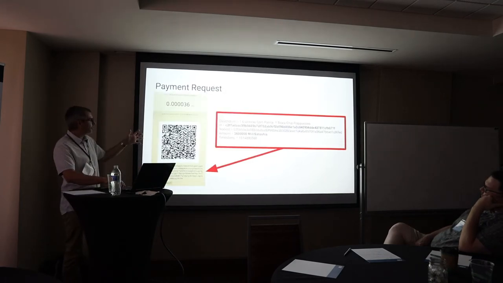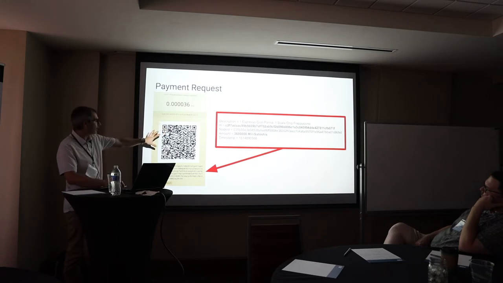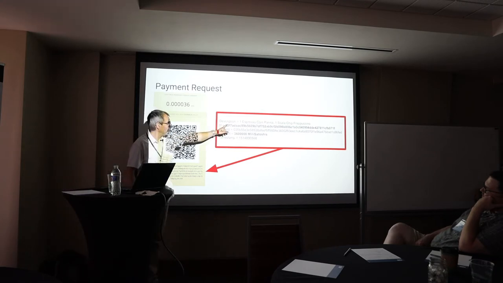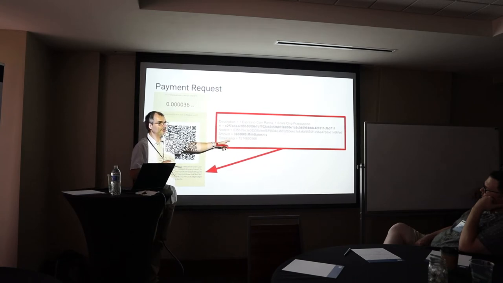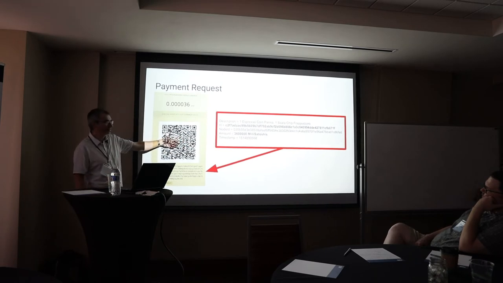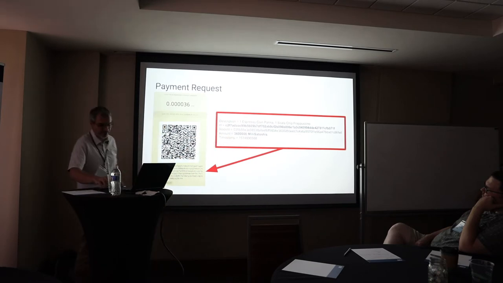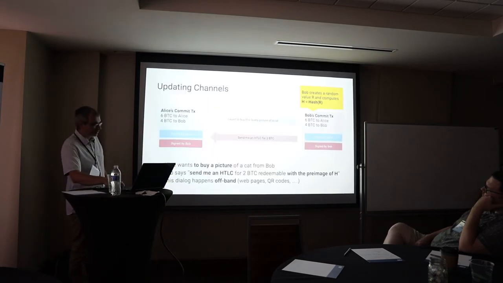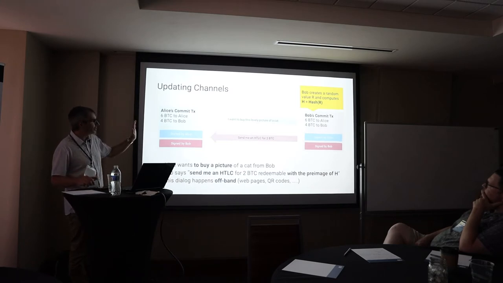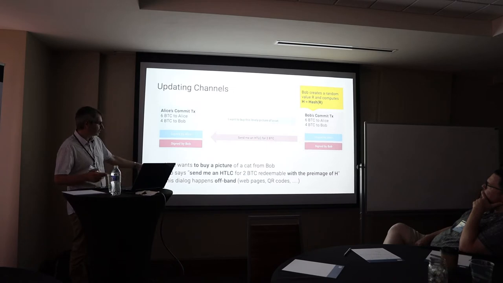So for example, if I want to buy something like a cup of coffee, I will scan a Lightning invoice, and the invoice contains a payment hash, an amount, and a delay. If it's not included, there's a default, and I think the default is 9 blocks. So when you scan a QR code in Lightning, I don't know if you've tried Lightning before, but basically you get the payment hash, the amount, and the delay. So the way it works is you scan the QR code, in this case, it's an invoice for two bitcoins.